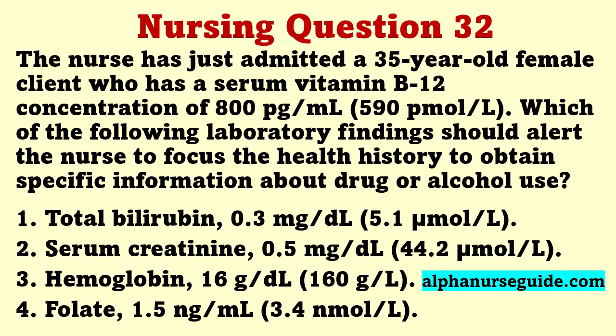The nurse has just admitted a 35-year-old female client who has a serum vitamin B12 concentration of 800 picograms per milliliter. Which of the following laboratory findings should alert the nurse to focus the health history to obtain specific information about drug or alcohol use? 1. Total bilirubin, 0.3 milligrams per deciliter. 2. Serum creatinine, 0.5 milligrams per deciliter. 3. Hemoglobin, 16 grams per deciliter. 4. Folate, 1.5 nanograms per milliliter.